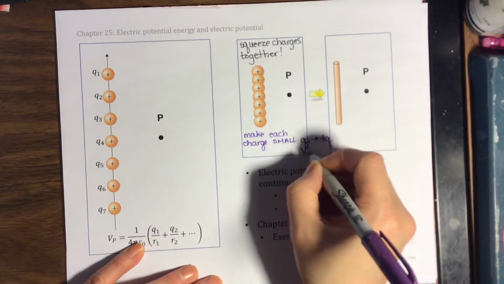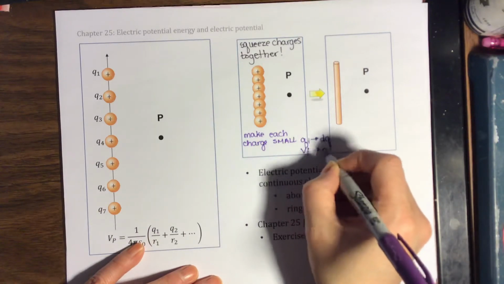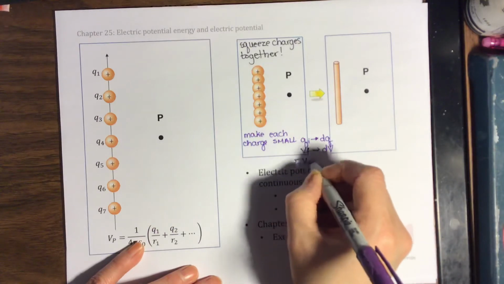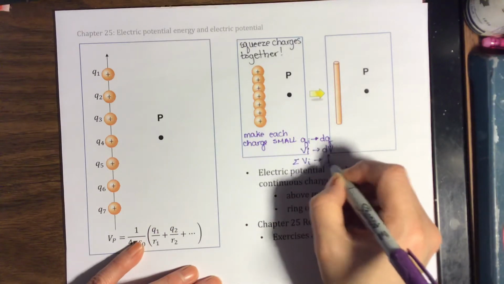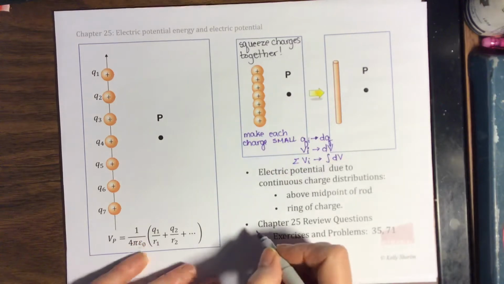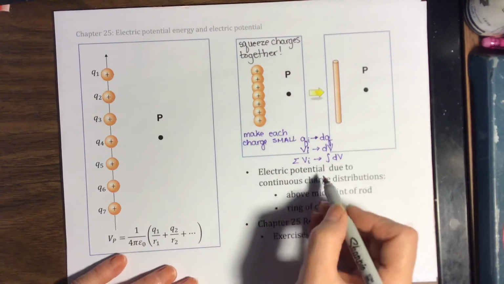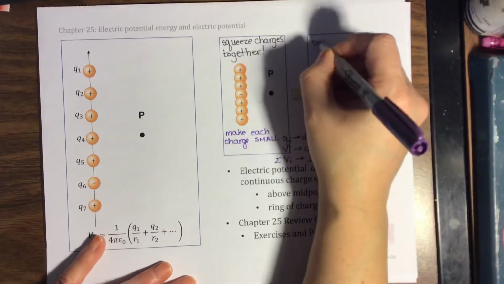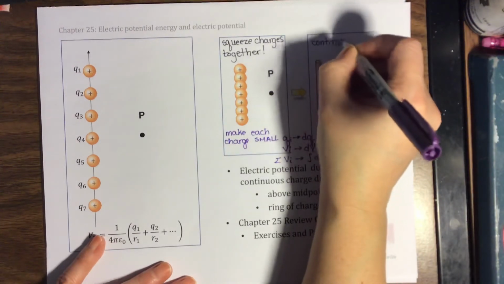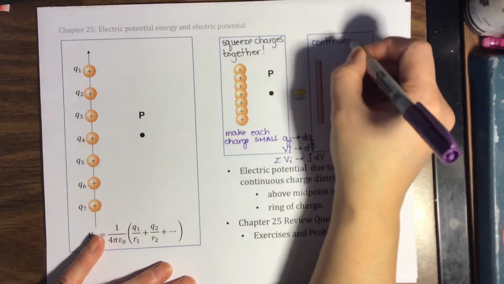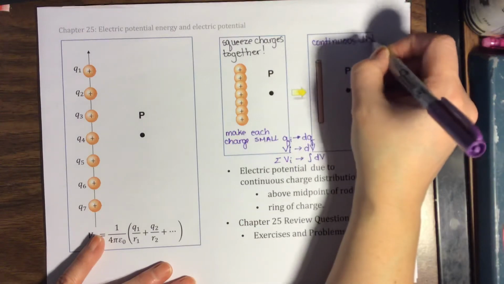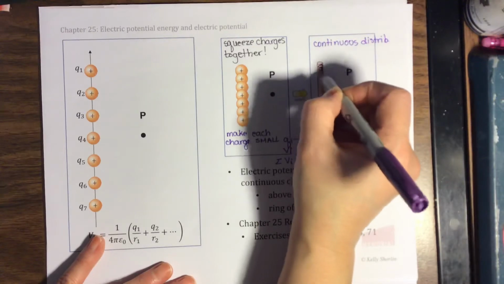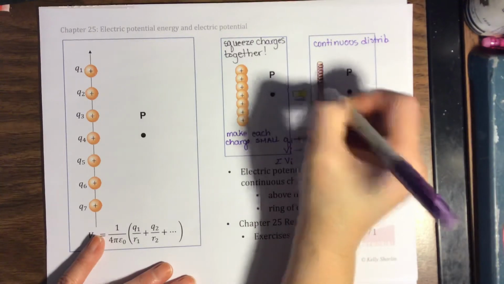The potential due to each charge goes to a little bit of potential, and the sum of all of our potentials goes to an integral of all of our potentials. So to find the potential due to a continuous distribution of charge, so this is our continuous distribution, so this is our group of very small charges, all very close together.